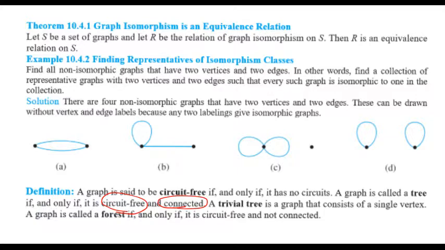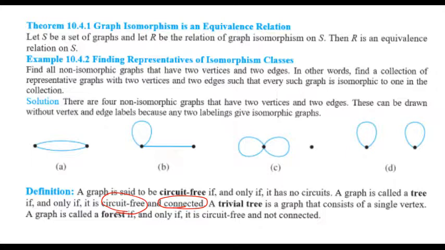A trivial tree is a graph that consists of a single vertex. Why? Because if you have a single vertex, that vertex is connected, obviously, because there's only one vertex, and it is circuit-free because a circuit needs to have at least one edge. So since there is no edge in this graph, you can safely claim that the graph is circuit-free. So as a result, a graph with only one vertex is a tree.